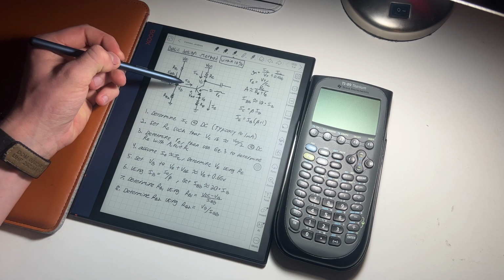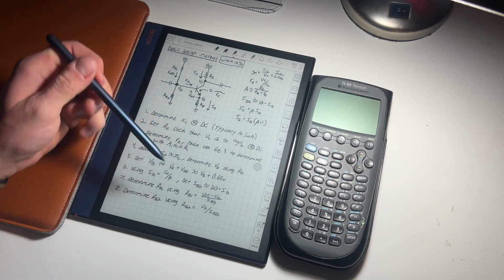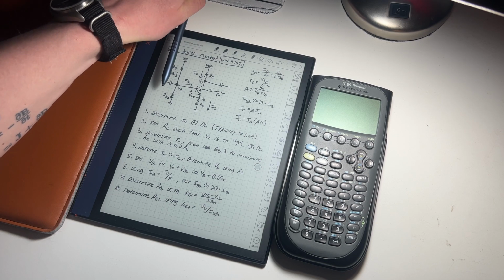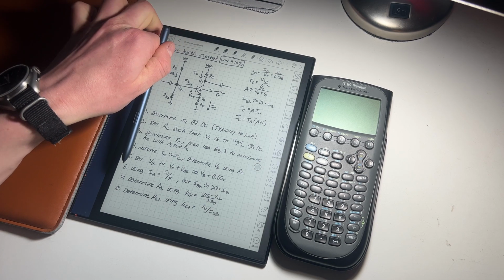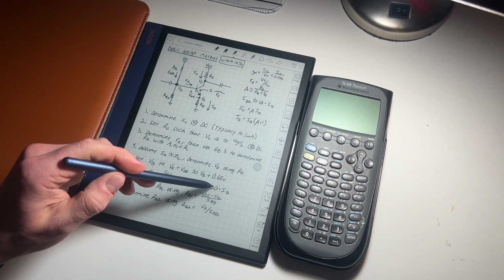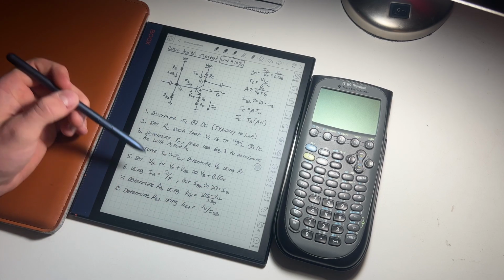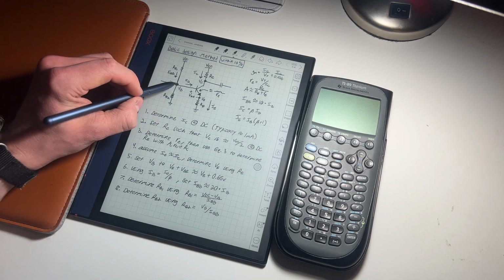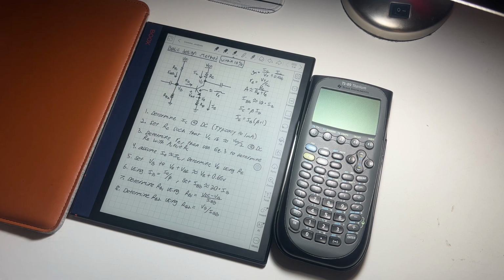Once I have that base current, I set the base bias voltage divider current to be around 20 times the current that's actually running through the base. And this will give me a stable voltage divider biasing right here at this point at the base.